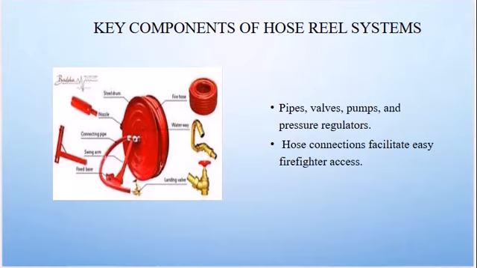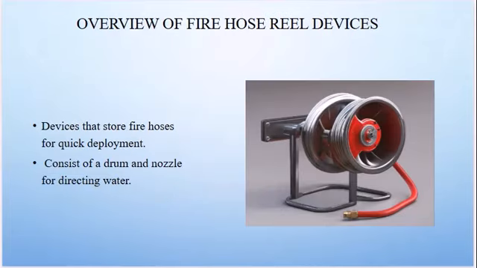Understanding these components enhances overall system reliability. Regular checks ensure that all components function correctly. Training staff on component functionality supports effective fire management. Overview of fire hose reel devices. Fire hose reel devices are designed to store hoses for quick deployment in emergencies. They typically consist of a drum and nozzle for directing water.